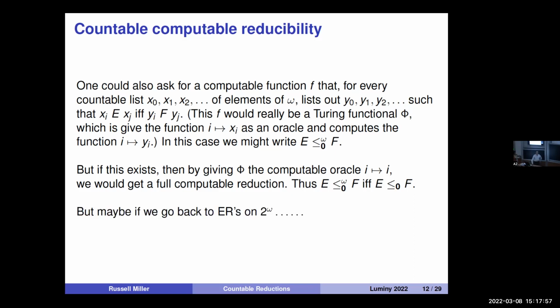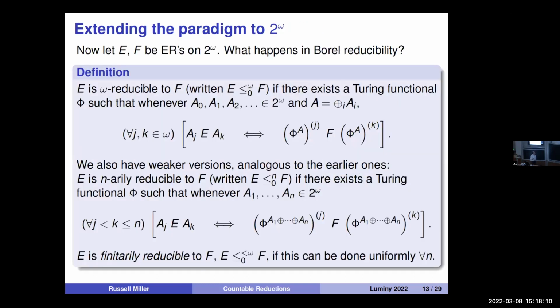But if you're talking about Cantor space, it might make more sense, right? In Cantor space, you can talk about countable reductions. So looking now at equivalence relations on Cantor space, you could talk about an omega reduction from E to F. You could also talk about finitary versions, of course, and it's possibly easier to read the version down low first.